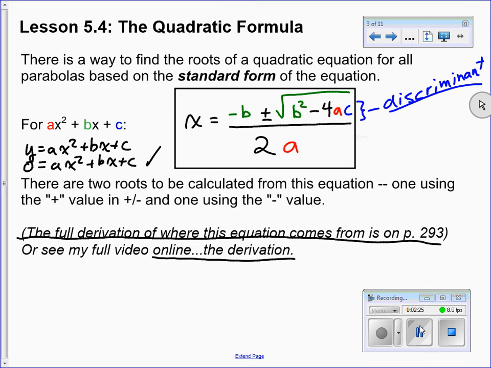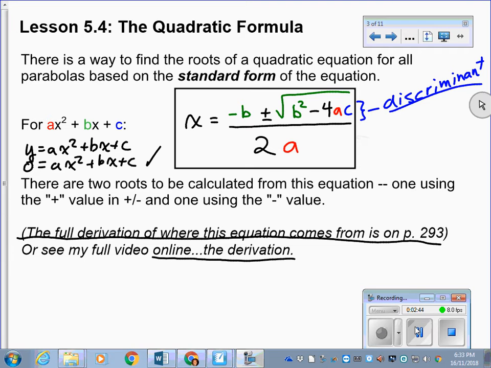Now, if you feel interested, go take a look at the derivation. Just speed up the video. It's about 17 minutes. You can listen to my beautiful voice. And basically what we're going to do right now is move on to the first example of today. Just remember that this is one of the most important equations, ax squared plus bx plus c. You need to memorize it.